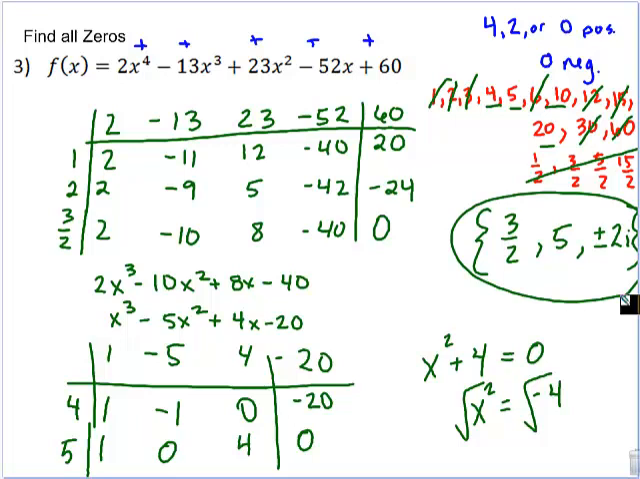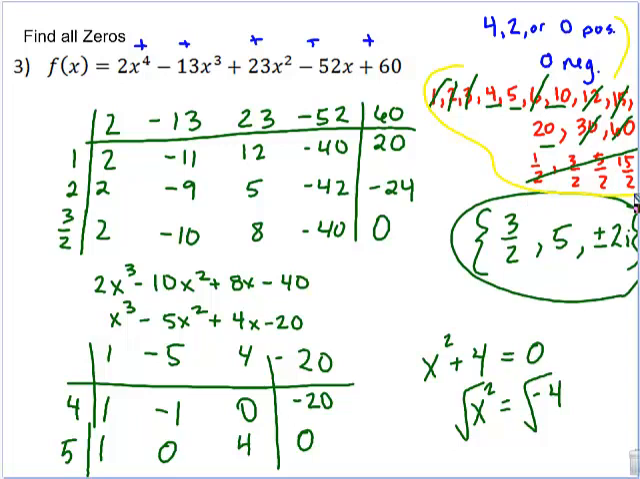Okay, so let's just recap this process. I want to make sure you guys understand. We first looked at our original function, and we decided whether we were going to have positive or negative answers. In this case, we had to have positive, because that's the only thing we had. Once we decided that, we listed all the factors of 60 out, and then all the factors of 60 divided by 2.